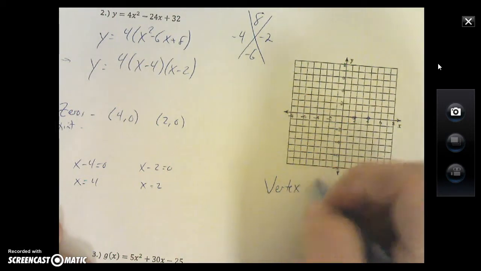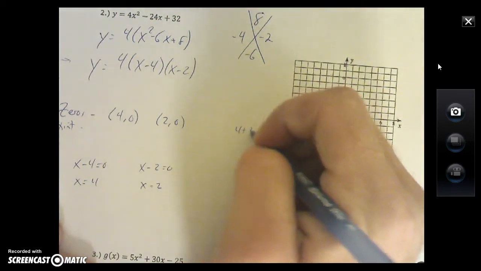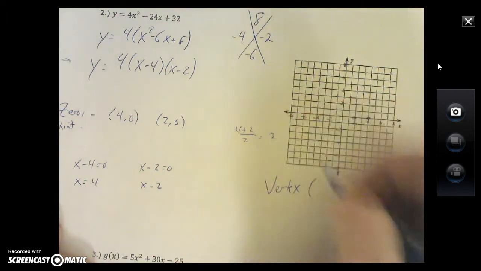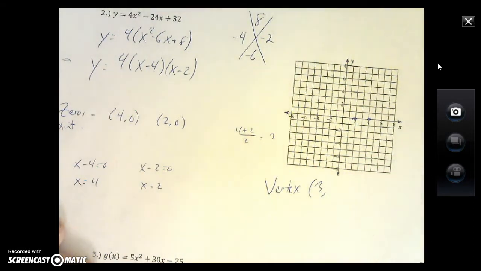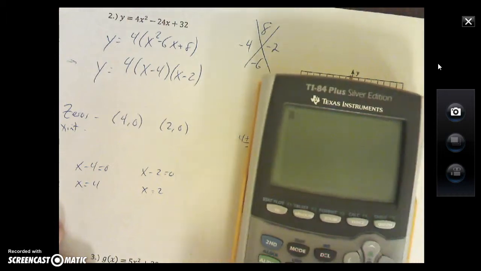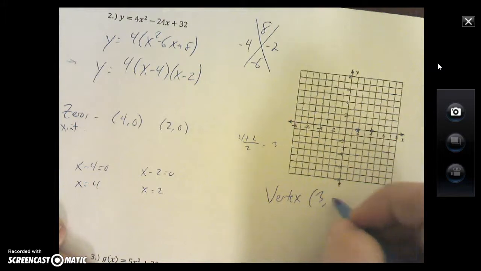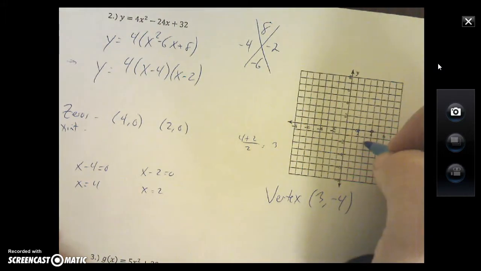If I want my vertex, it's just in between 4 and 2. So it's 4 plus 2 divided by 2. Which gives me 3. You can plug 3 back into my equation up top. Just to show you guys real quick. 4 times 3 squared minus 24 times 3 plus 32, negative 4. So there's my vertex, 3, negative 4.